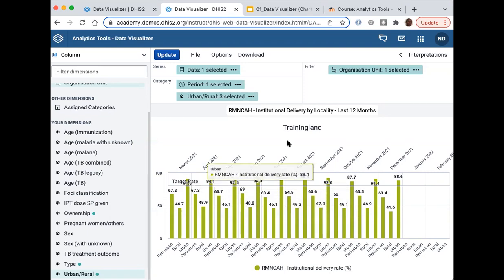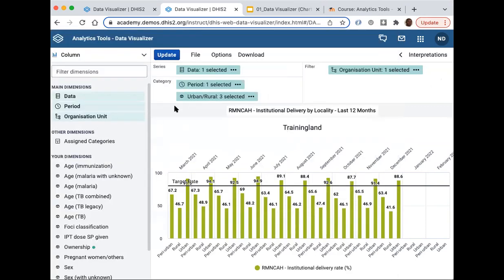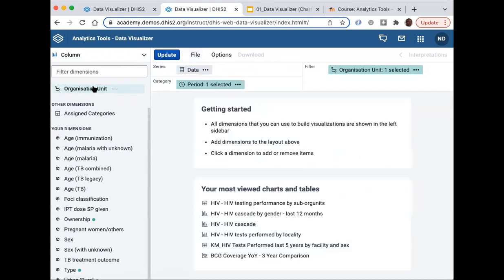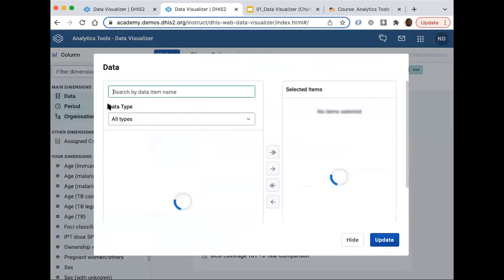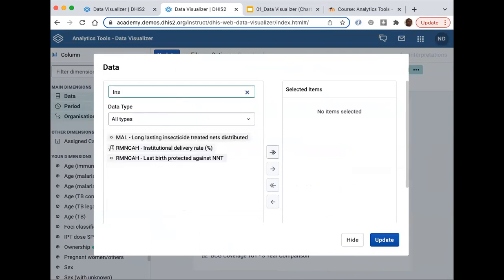So how is this created? We select our chart type, which is column, as you can see there. Then we select our period, which is the last 12 months, and then we add in there so we can subcategorize. So let me just do it quickly. I come here, it's a normal chart, not any special chart. When it comes to data, we want institutional delivery by locality, so it's institutional delivery rate.